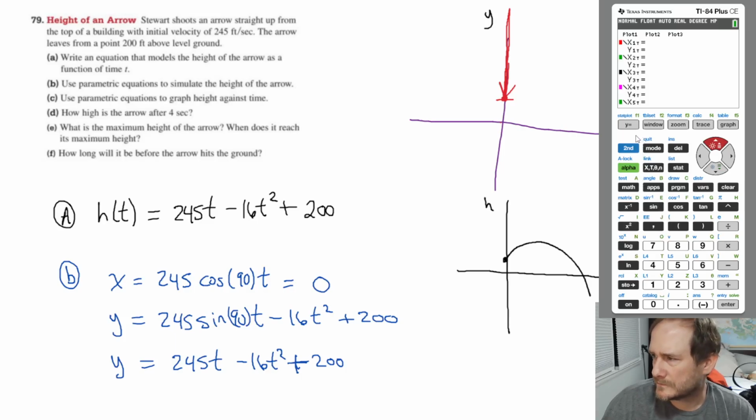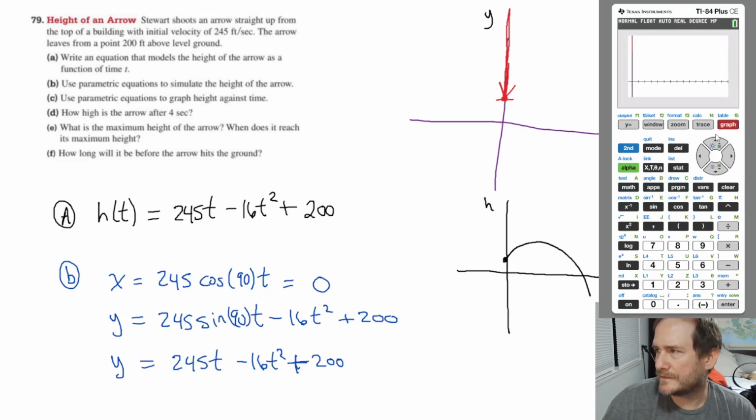Okay, I don't love this. I'm starting to feel a little weird. Alright, I think we would want x to be t, so that we see time going by. And then we would let the y equation be the same old thing, 245t minus 16t squared plus 200.